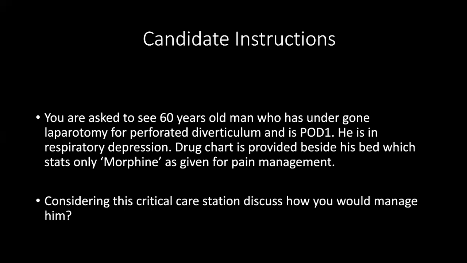cause and check the drug chart of the patient. Here the morphine is given, so I'll consider the patient may have a morphine overdose, so I'll give the morphine antidote to the patient, ma'am. Okay, what is the antidote of morphine? It's naloxone. How much would you give?